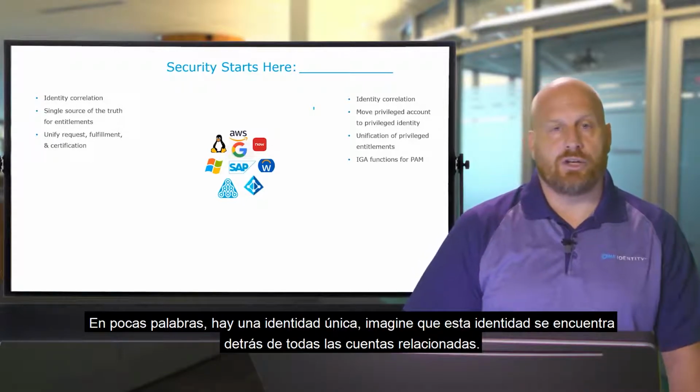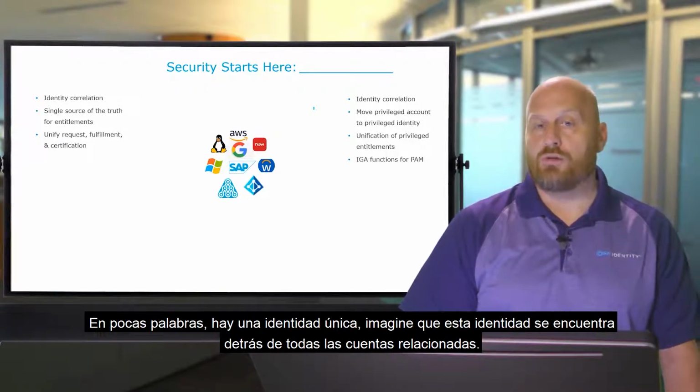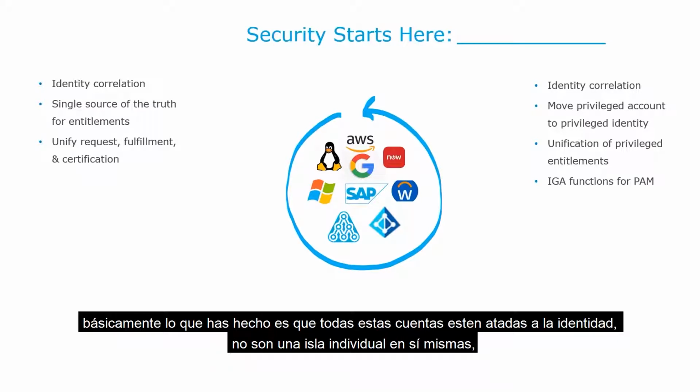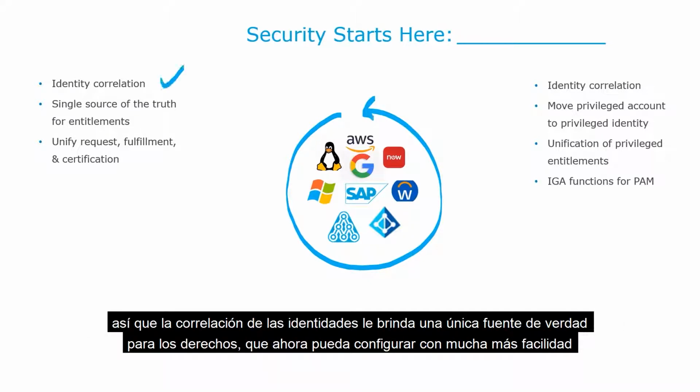Imagine that identity is sitting there behind all of the accounts that you have. So you're going to do a thing called identity correlation. Basically what you've done is you said that all of these accounts are tied to the identity, they're not individual islands unto themselves. So correlating the identities gives you a single source of truth for entitlements.